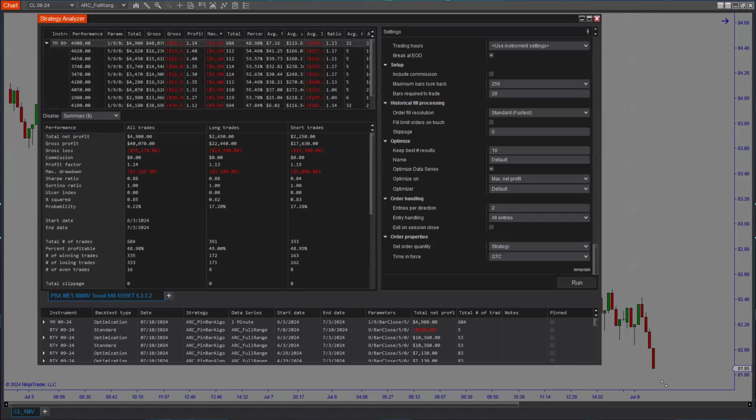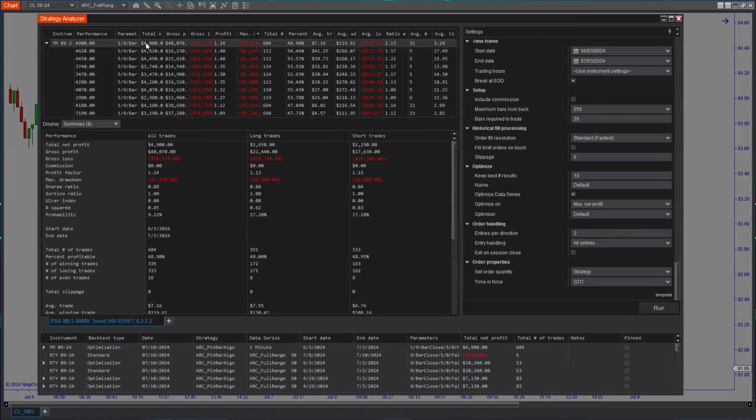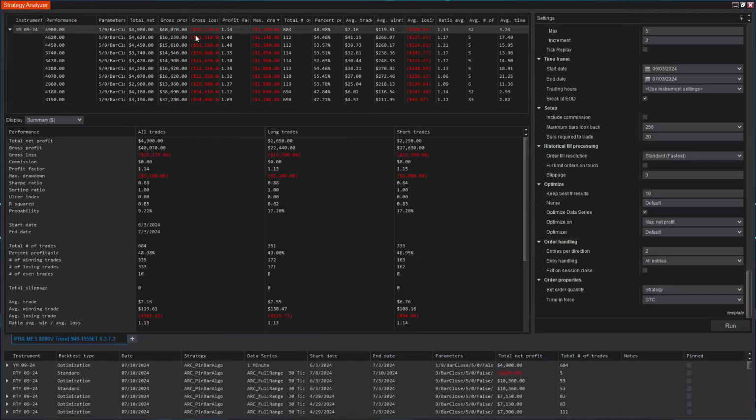Okay, so let's expand this out a little bit. 4,900 was the most profit and not a huge profit factor. Max drawdowns pretty big compared to some of these others. This one actually has pretty low drawdown, even though it doesn't have a huge profit ratio.